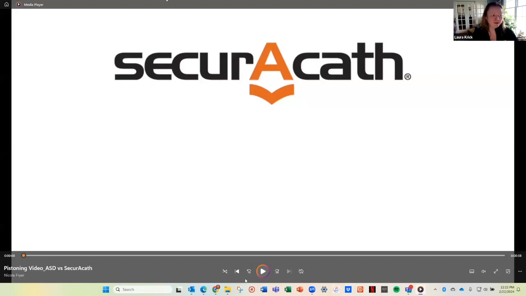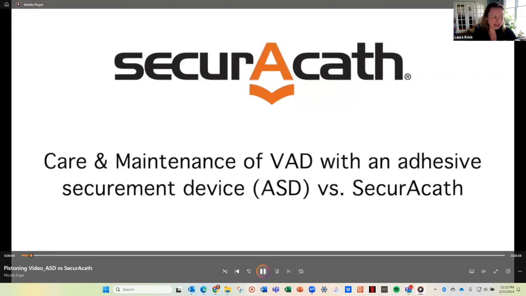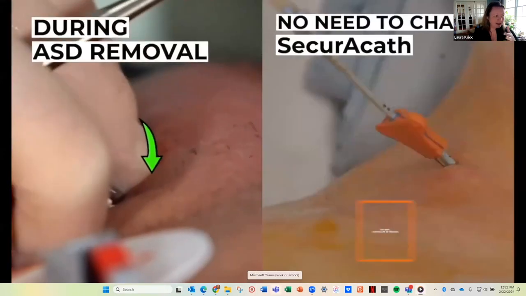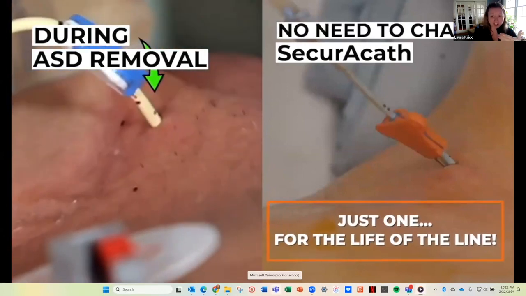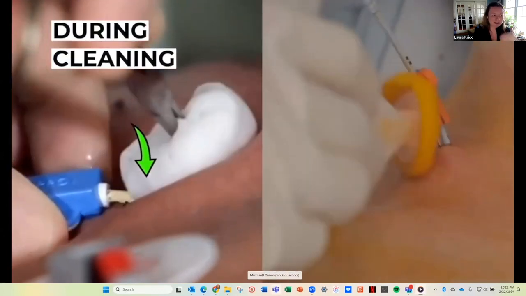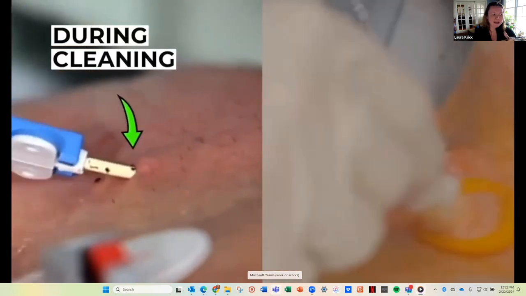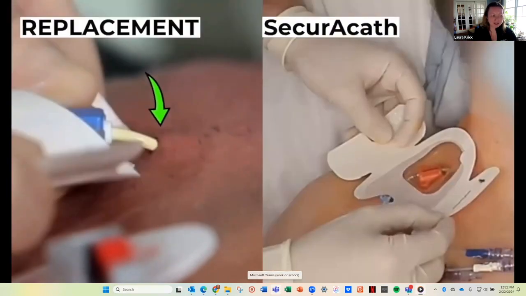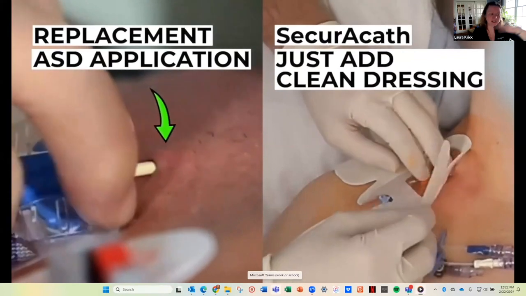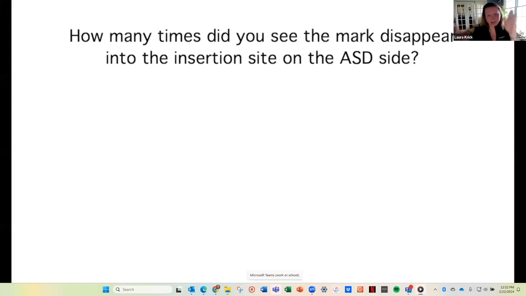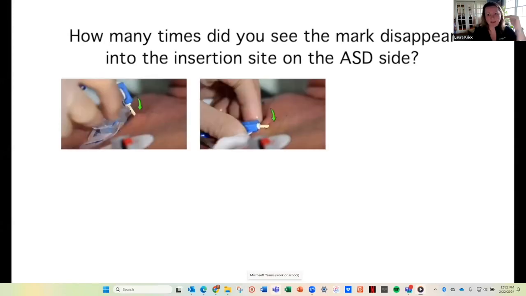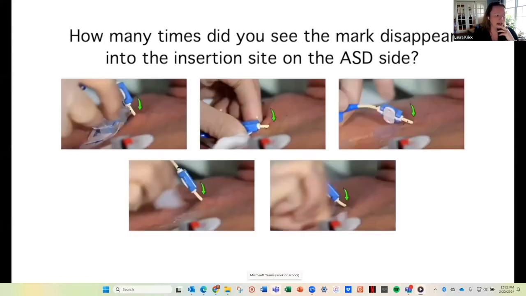On the right side of your screen, if you focus there this time, you'll notice the same cleaning is happening in parallel, side by side. They're lifting up this IJ line and you're not changing the device, so you're still keeping that device anchored through the entire cleaning process. You have a centimeter from the insertion site to the base of the SecurAcath that lets you clean all the way around that catheter. And you can see as they do their scrub that the catheter is not pistoning in and out.